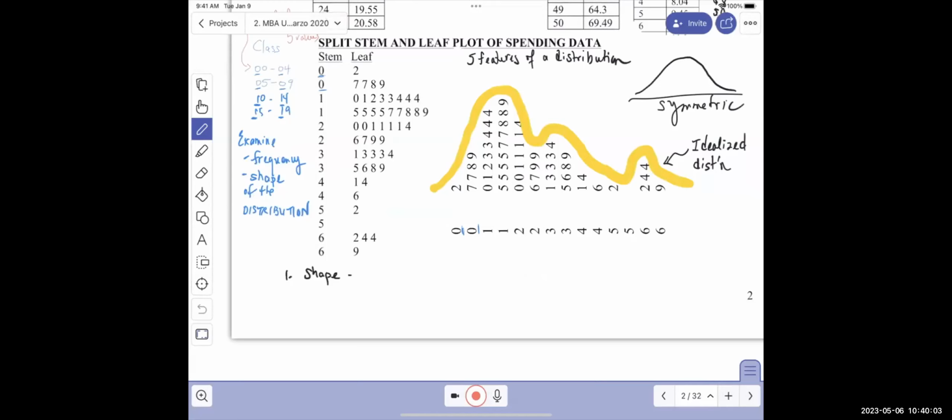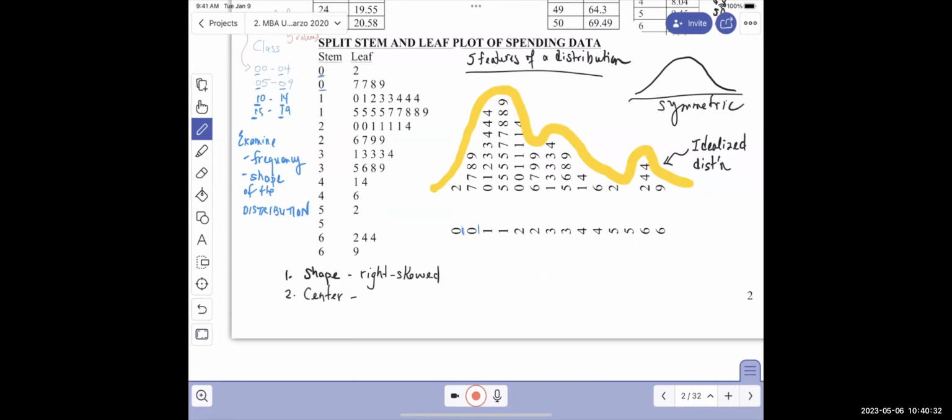Here to the right. Yeah, so this is right skewed. Right. And so we go to the second feature. That is the center. What is the center of this distribution?